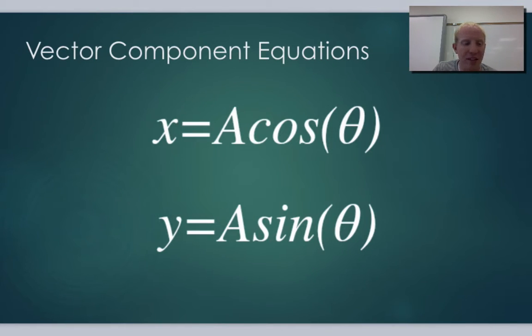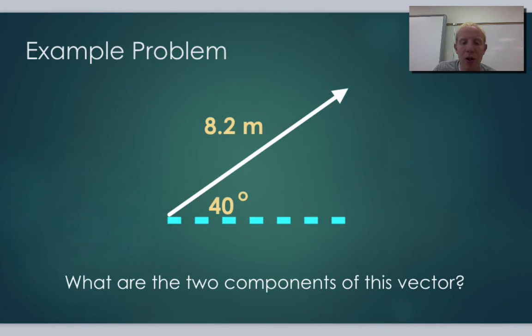Again, I don't have a lot of time to explain why it works, but we can see how we can get the different components. So here's our example problem. We have 8.2 meters as our vector length at a 40-degree angle from the x-axis. So what we want to do is break this into its original components.